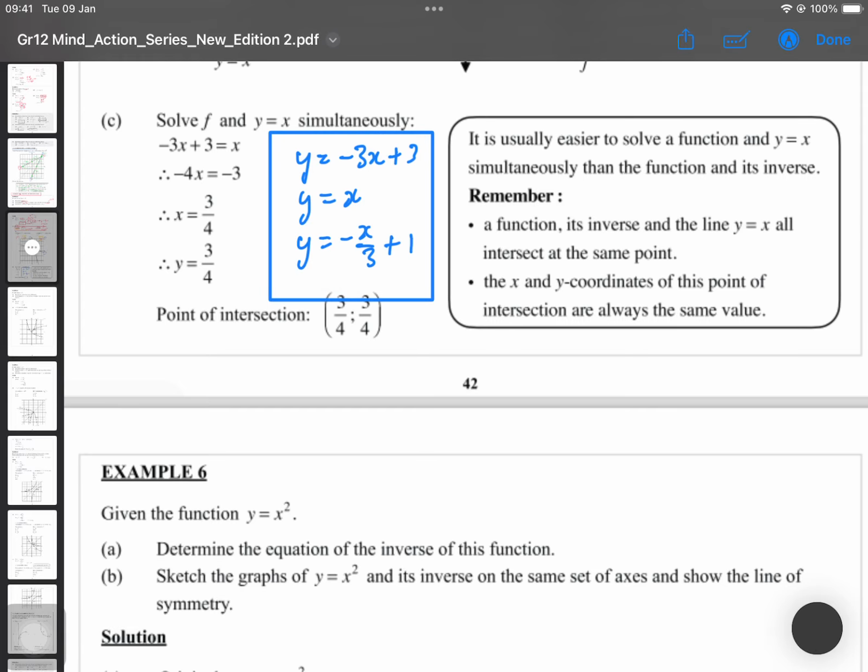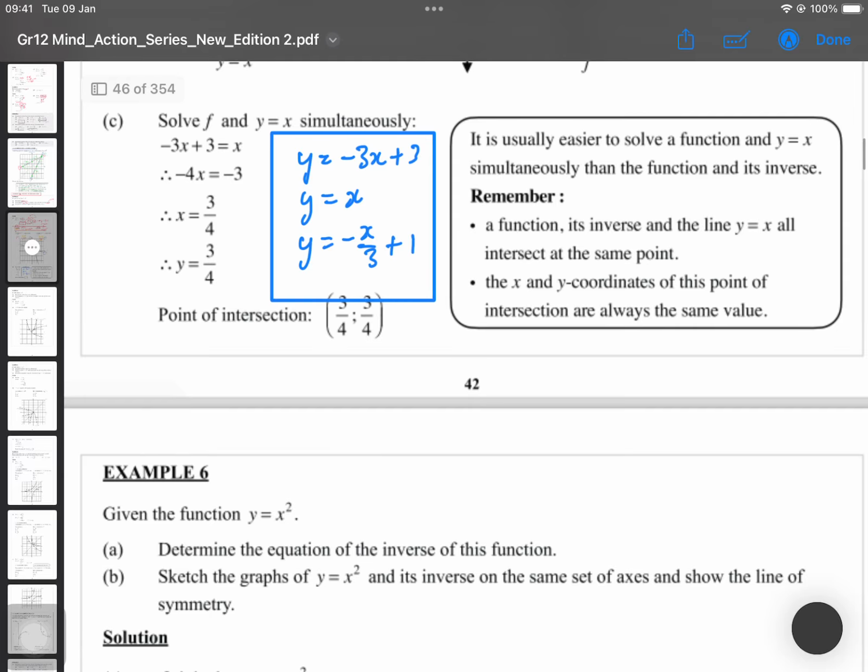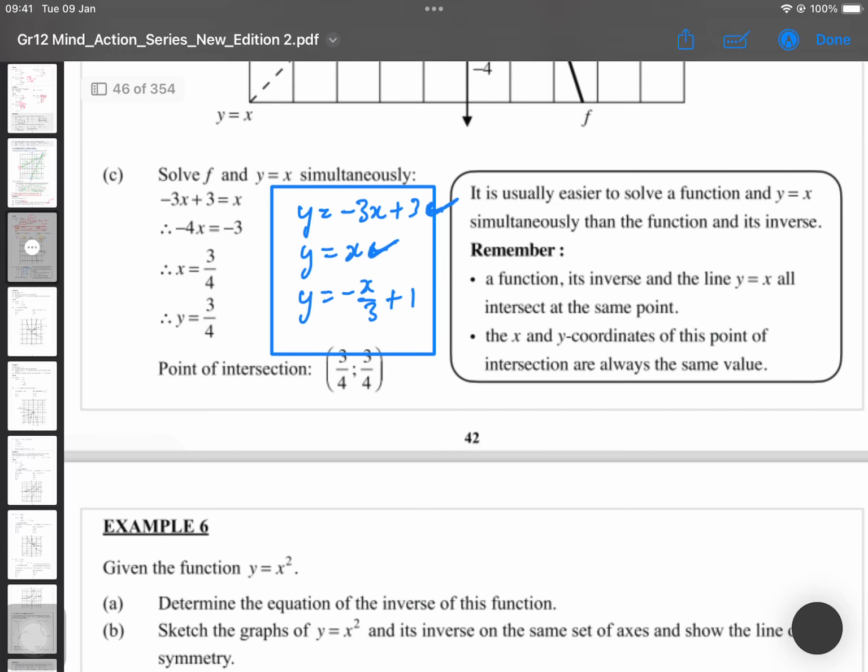So if you take two equations and equate them, any two here, they should give you that point of intersection. So the easiest one is if you take this and the original. We'll do it like that. If you take those and equate them, that is, you say this is equal to that, and you solve for x. You get that x is 3 over 4.